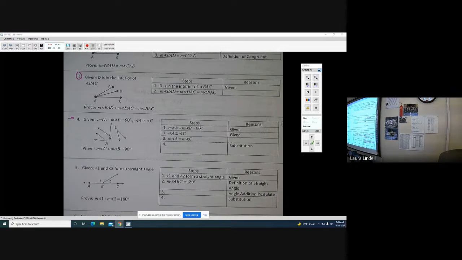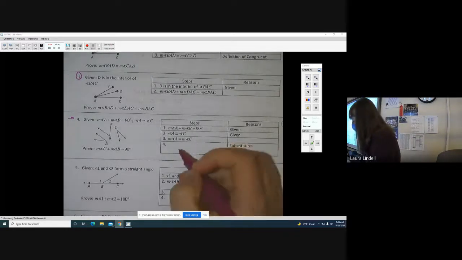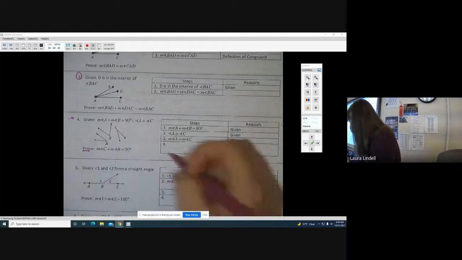All right, let's talk about number 4. The first thing you do, the very first thing, write in what you're trying to prove on the last step.